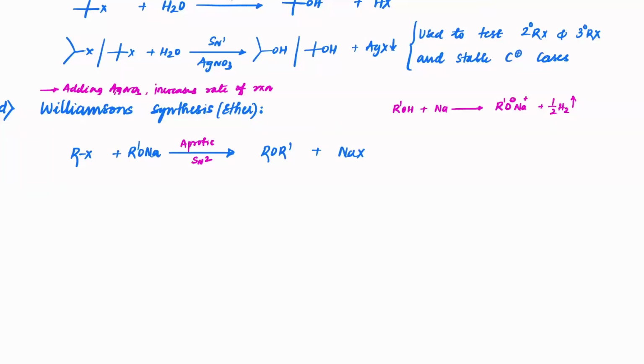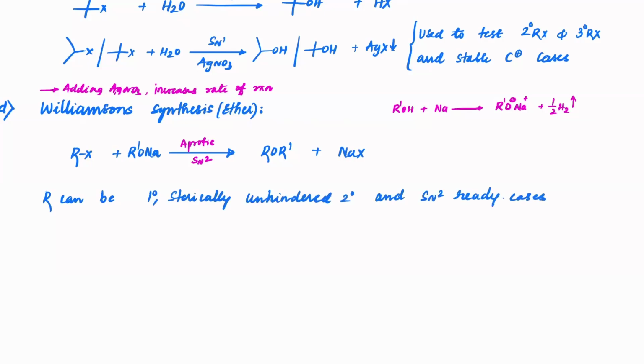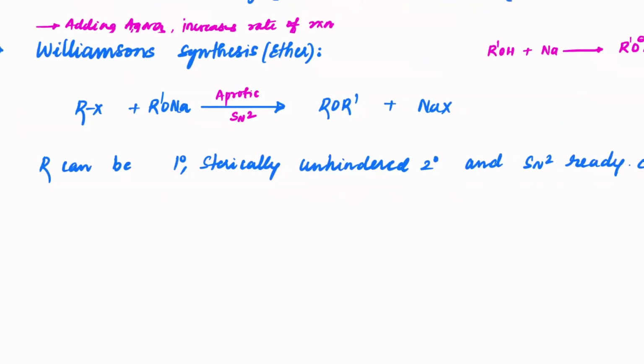Got it? So if it has to be SN2, this RX has to be something called SN2 ready. SN2 ready means what? R can be either 1 degree, sterically unhindered 2 degree, and SN2 ready cases. What are the SN2 ready cases? It could be an allyl halide like this, a benzyl halide, or a double bonded O with halogen here like this.